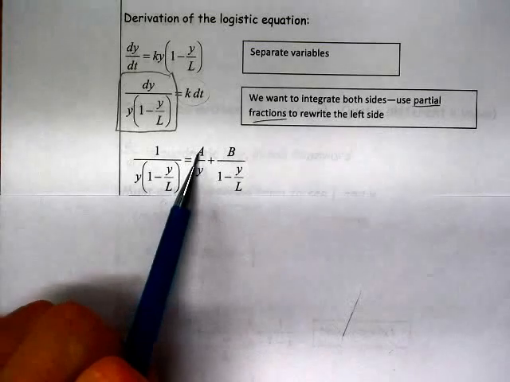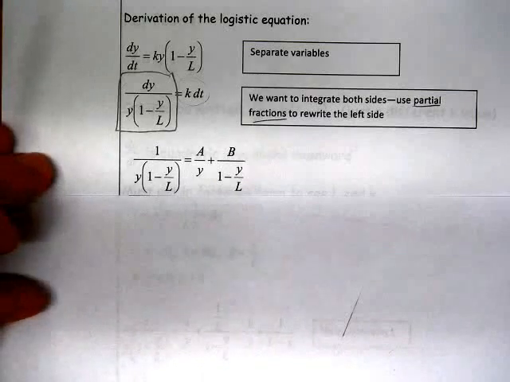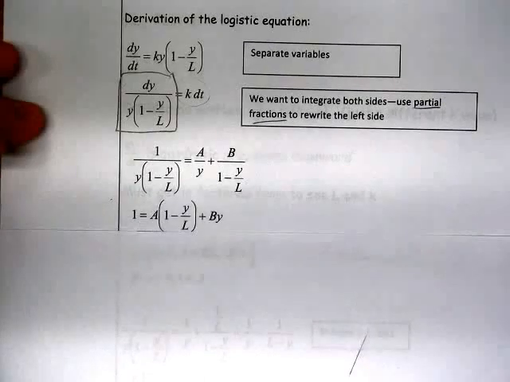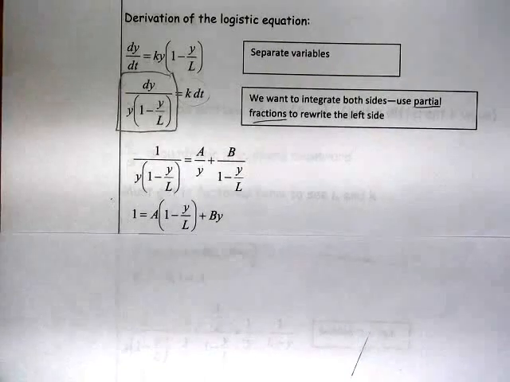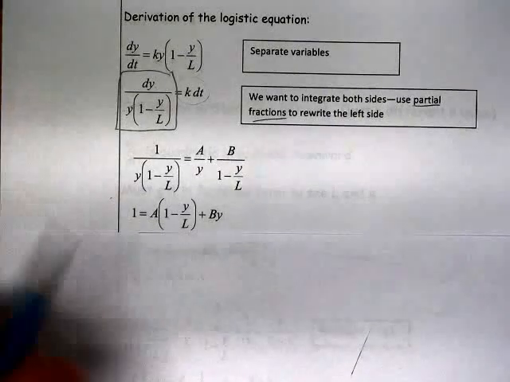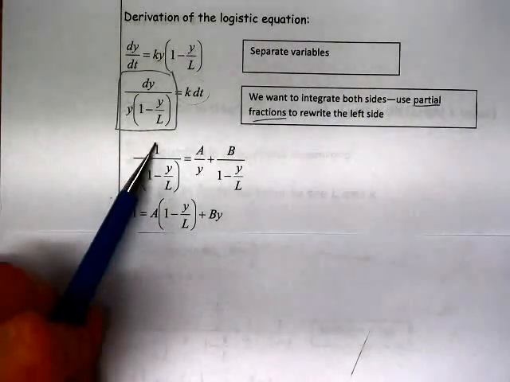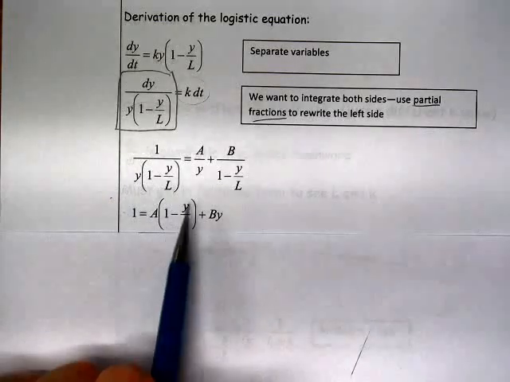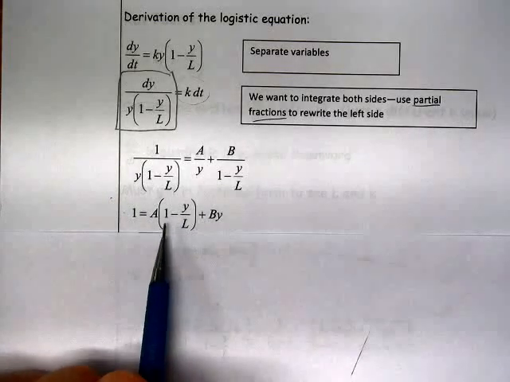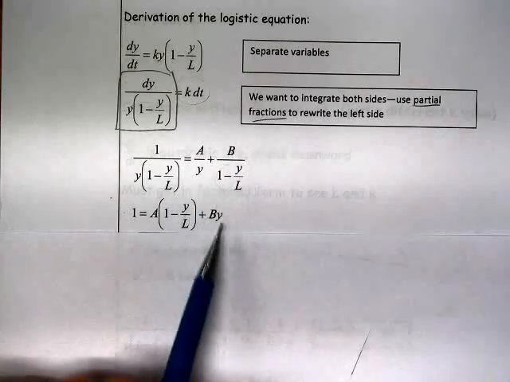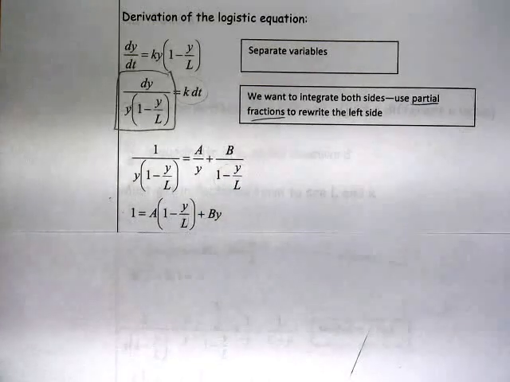All right, so I designate those numerators as A and B, as we talked about in one of the previous videos about partial fractions. I'm going to multiply through by the LCD, which is y times the quantity 1 minus y over L. So I have 1 equals A, the y's cancel out and I just have this quantity in the parentheses, with B, the whole denominator cancels out and I just have y.